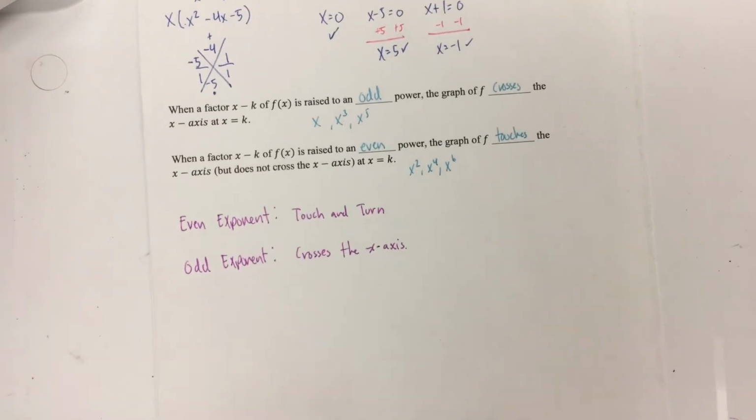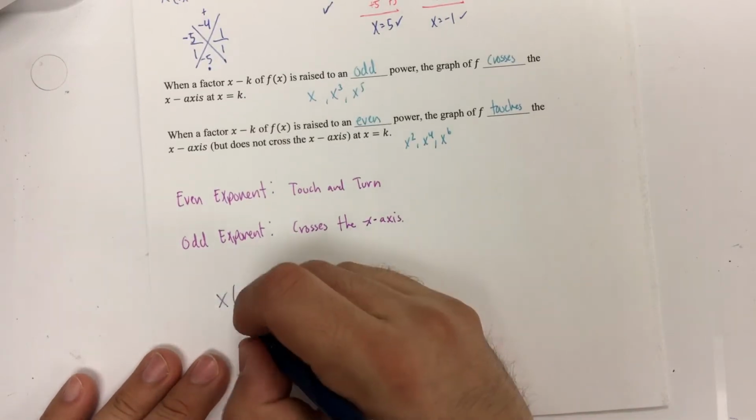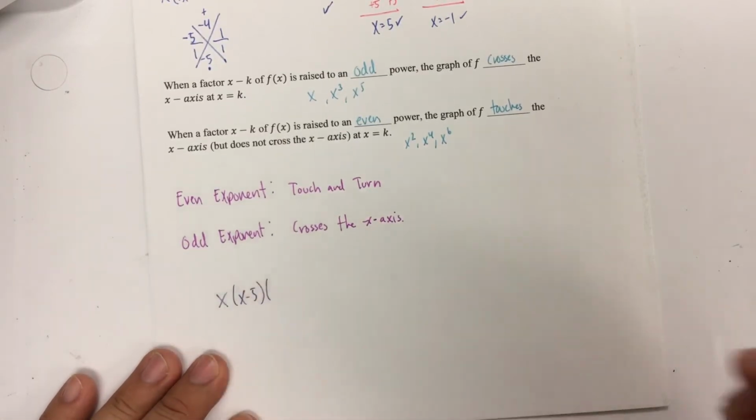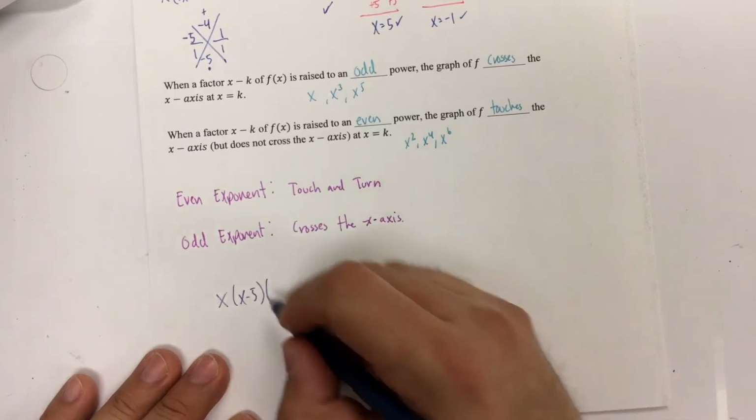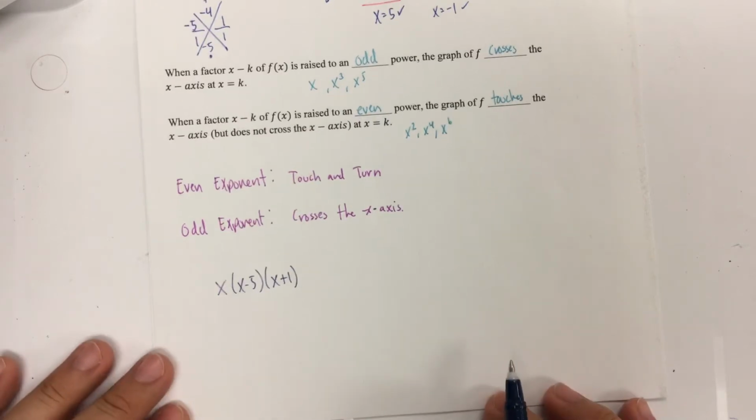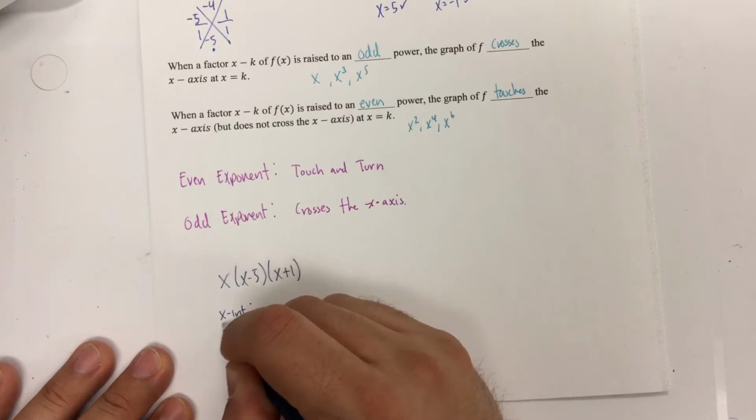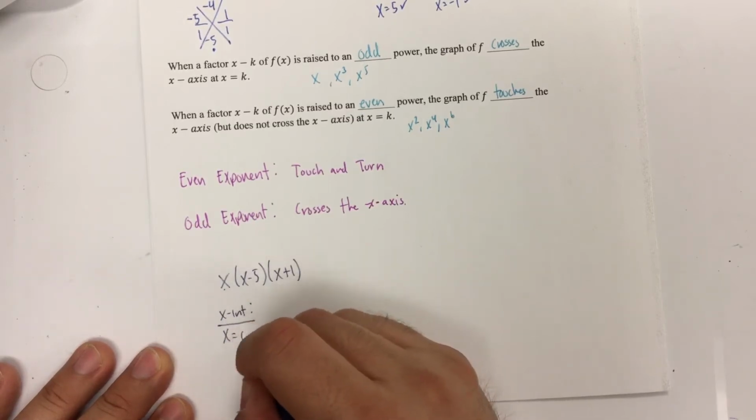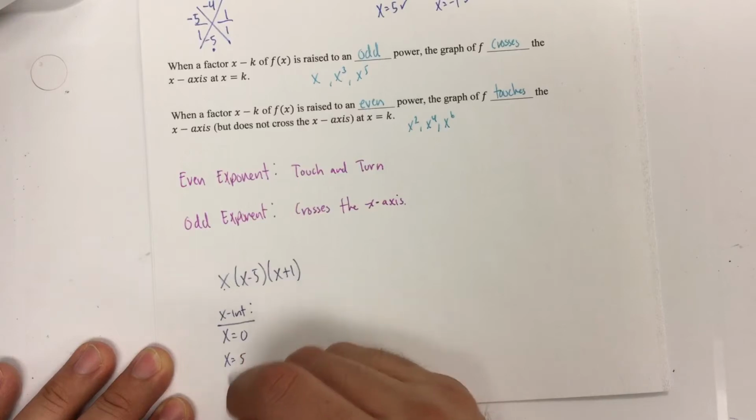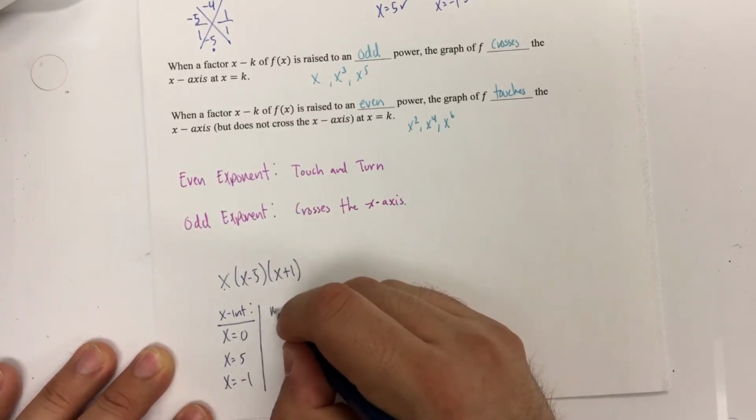Okay, so let me go ahead and give you an example. I'm going to give you one that's already been factored out completely. So let's say we have x times x minus 5 times x plus 1. All right, so we made them all odd, right? If we were to get our solutions, here are my x-intercepts. So my x-intercepts for this would be x is equal to 0, x is equal to 5, and x is equal to negative 1. Then we'll talk about multiplicity. So let's talk about what multiplicity is.